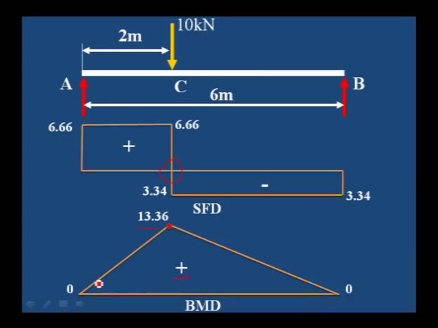This is the bending moment diagram which has a triangle shape, and there are two rectangles for the shear force diagram. At the one particular point where the shear force changes its sign, we will get the maximum bending moment.